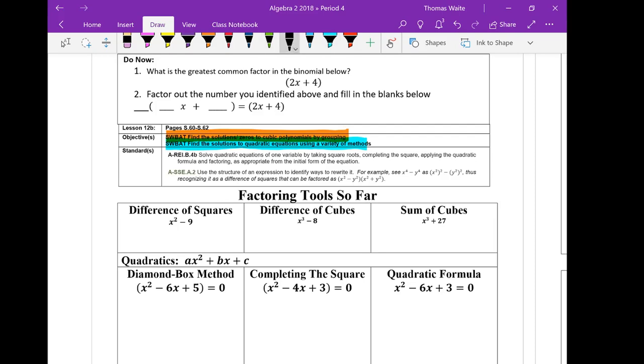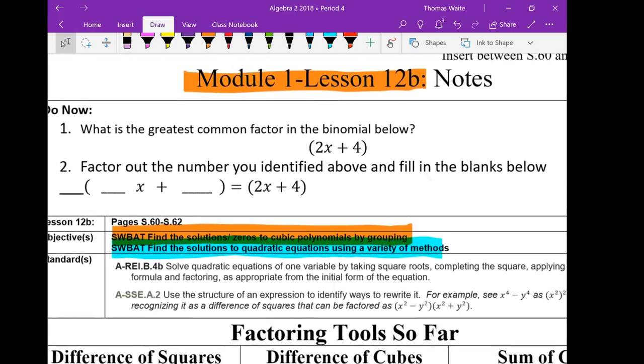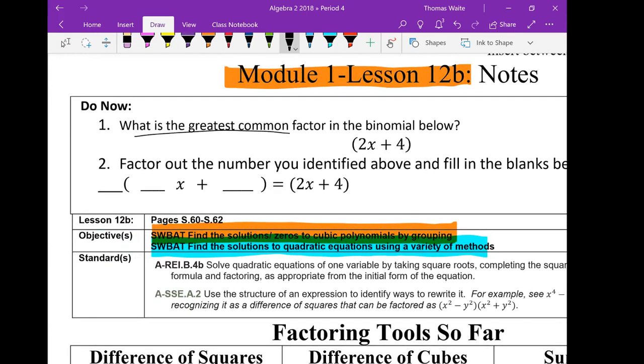All right. On this do now, which may be different than the one on your handout, that's okay. Let's look at it right now. I gave us a term. It says, what's the greatest common factor in the binomial below? So we'll need this skill later today. When we say greatest common factor, we need the biggest factor that's in both parts of this binomial.